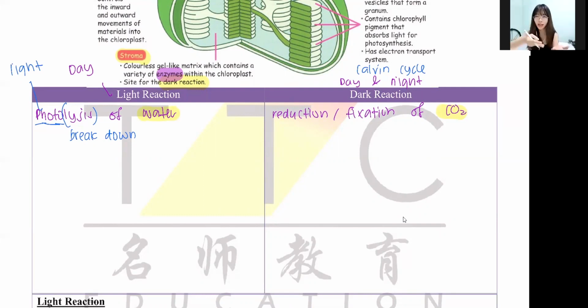Because how do you want to break down water with the presence of water? Of course, you break down water with sunlight. It's called photolysis of water. So fixation of carbon dioxide, they actually combine carbon dioxide with the hydrogen atom later. So what you have to know here is you have to understand one thing.